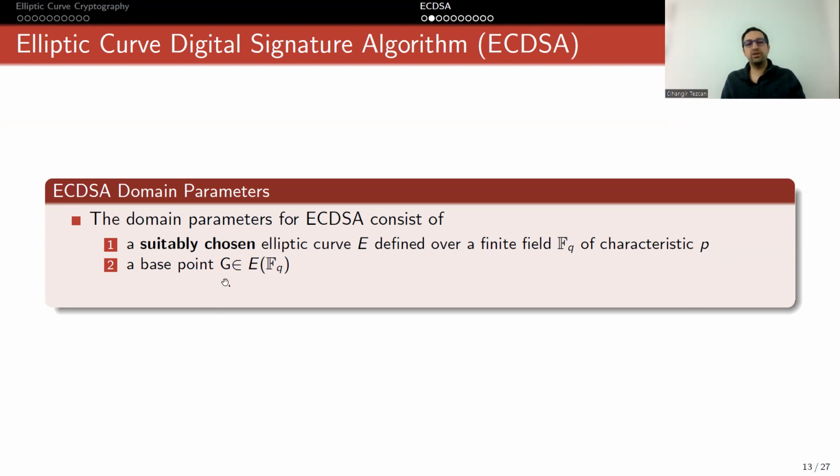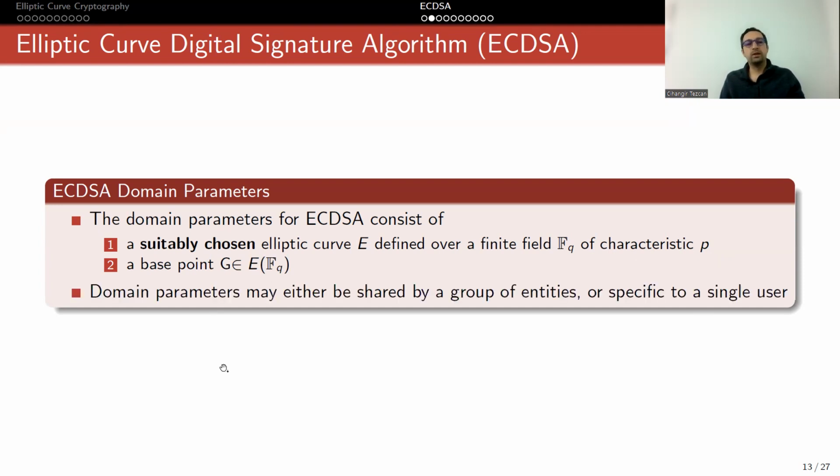So you choose a base point G on this elliptic curve. Domain parameters may either be shared by a group of entities or specific to a single user. So this means that, for instance, when you want to communicate with 5 people, you can choose 5 different elliptic curves or parameters and do different operations with all of them. Or simply, you can choose domain parameters first and say that with everybody else, I'm going to use these parameters. And this is actually what cryptocurrencies do. This is why I talk about Bitcoin elliptic curve, because once you choose it, you say that let's use it by everybody else. So this is why whenever you create a wallet address, everybody knows what the domain parameters are.